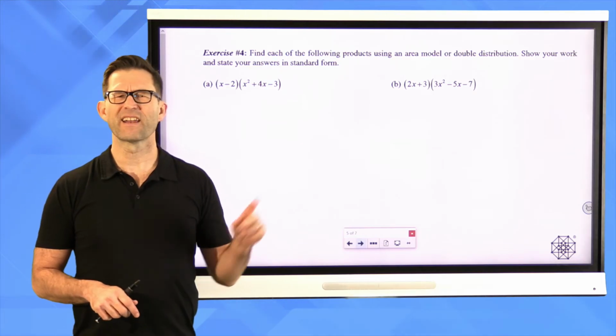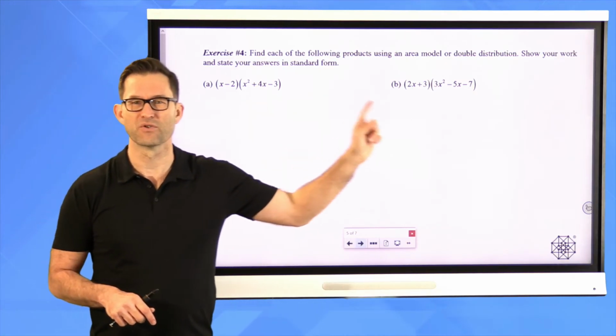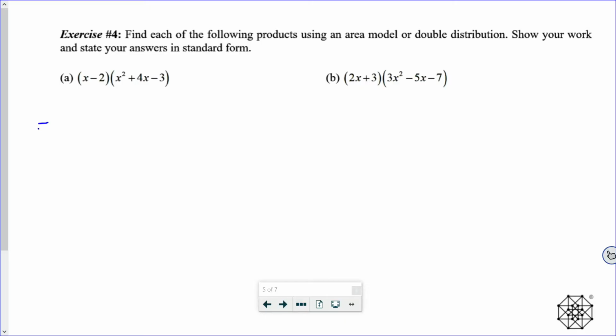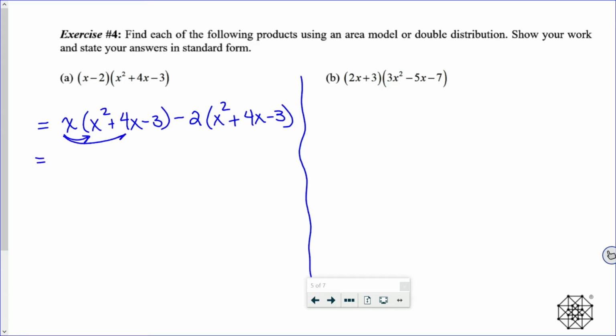All right, I think I said I was going to do area here and double distribution here. No, I was going to do double distribution then area. Okay, I want to keep that right. So double distribution on this one. The first thing I'm going to do is multiply my trinomial simply by x, and then I'm going to multiply my trinomial by -2. Give myself some space.